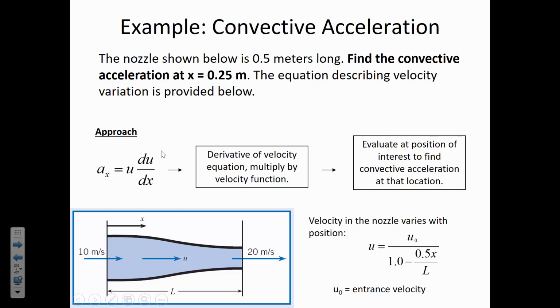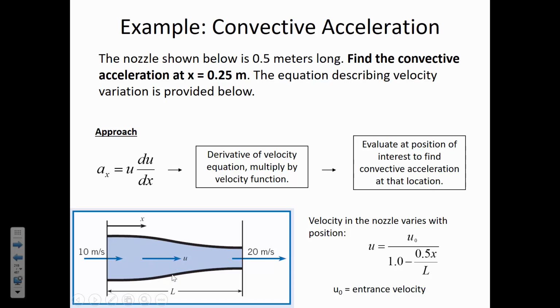Here is the equation for convective acceleration. Convective acceleration is described at a single location. And so the convective acceleration at a single spot is the velocity at that location, and then the change in velocity with respect to position. This du dx is a representation of how the velocity is changing as you move through space.